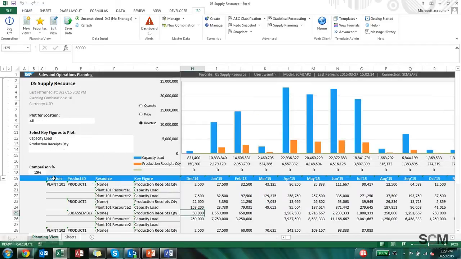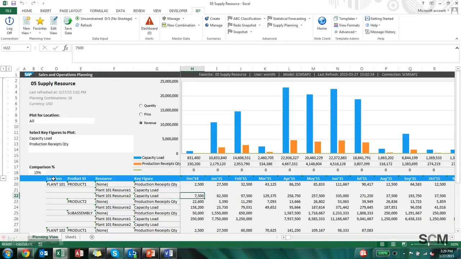So this query is a little bit more complicated because it's showing multiple levels, but the attributes are location, product, and resource. And then the key figures are the production receipts quantity and the capacity load. Now, production receipts we've spoken of before, 2,500 for product 1, that's what they plan on making for that period. And then if you go down, you'll see the capacity load is 7,500 on resource 2, because that's the resource that actually makes that product.